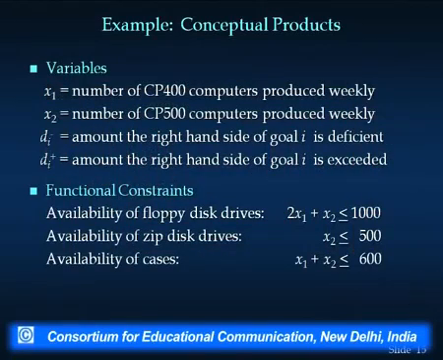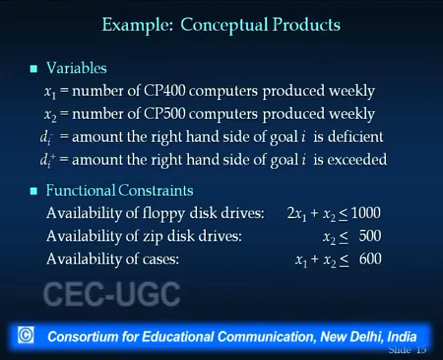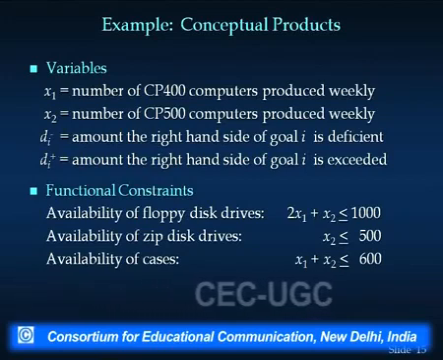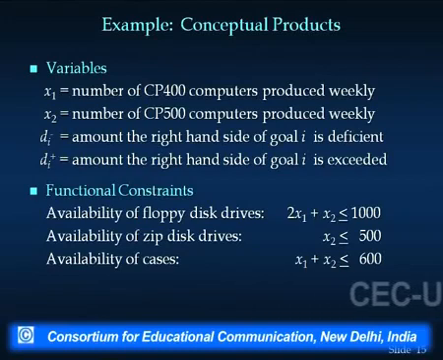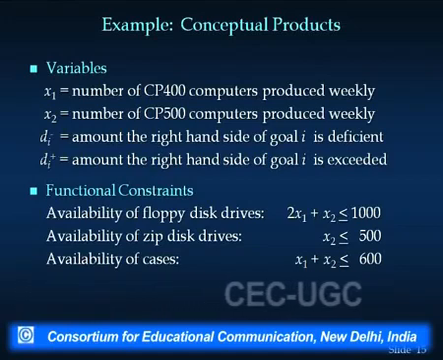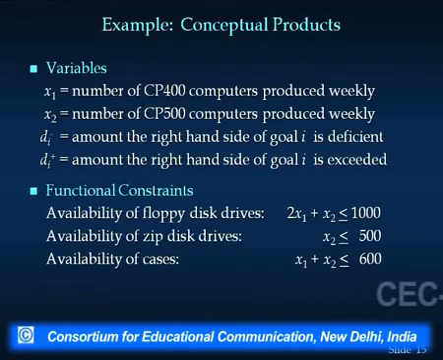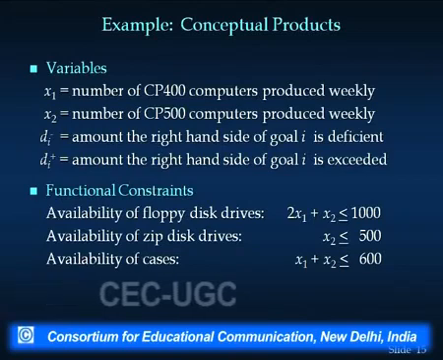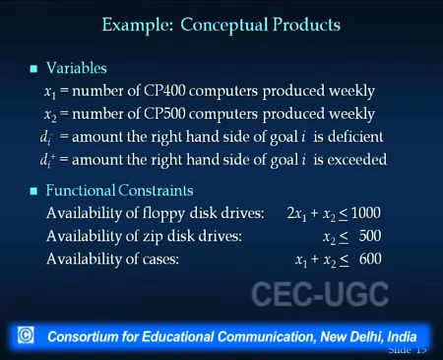Now we'll formulate this problem. We'll see how we are going to do it. Variables to be considered are decision variables, of course deviation variables also. First we will have x1 and x2. x1 is the number of CP400 computers produced, x2 the number of CP500 computers produced. These 2 computers and their numbers are given by x1 and x2.